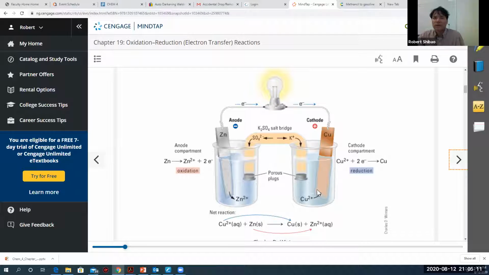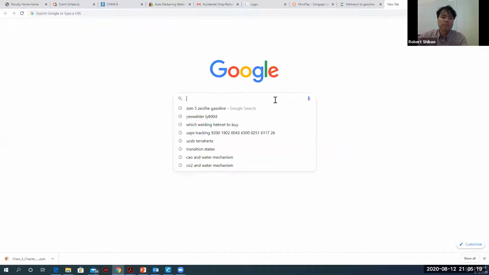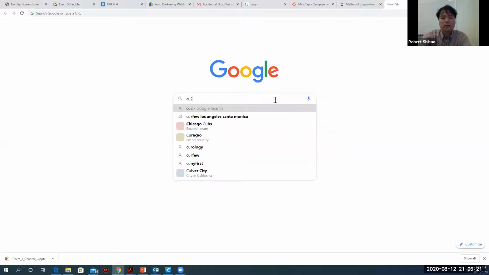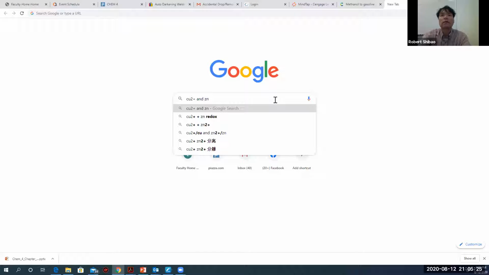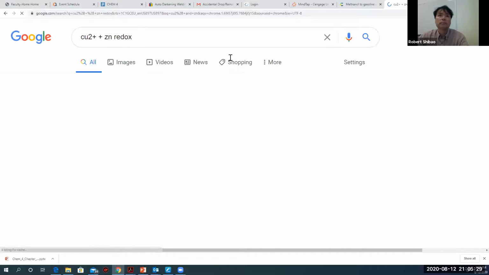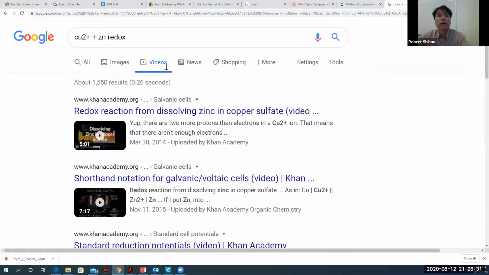The way we generate electricity is this. Normally when copper and zinc react, they react directly. And so if I take copper ions and zinc, they'll react with one another, dissolving zinc and copper 2 sulfate.